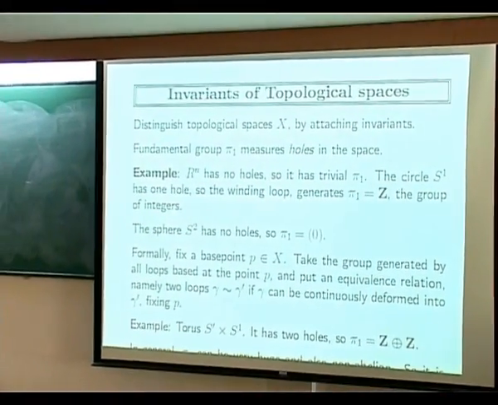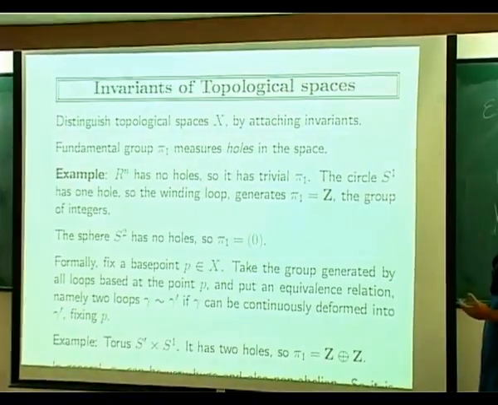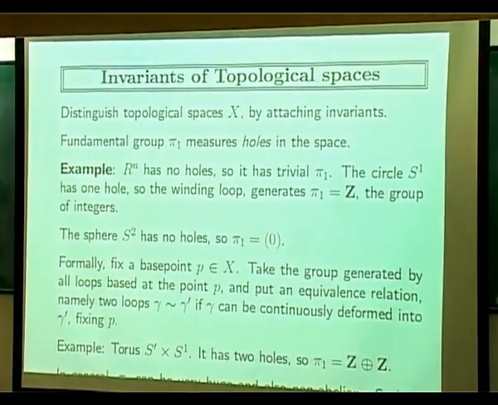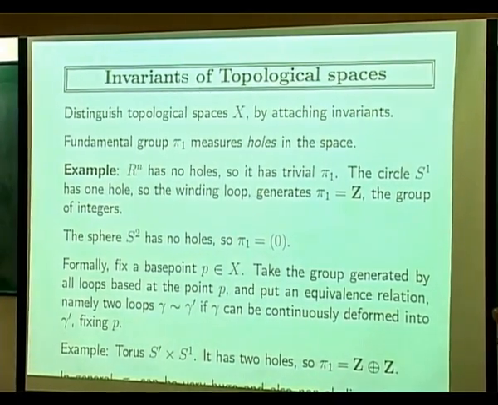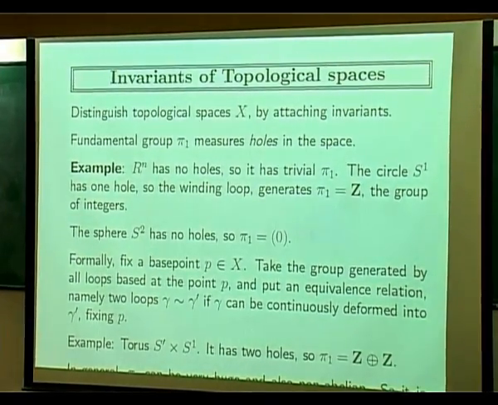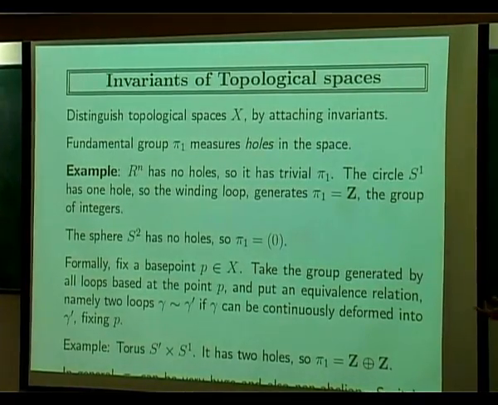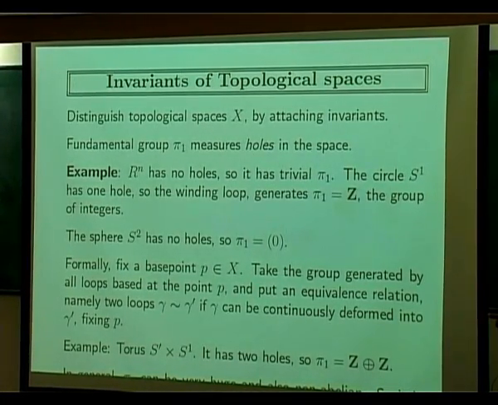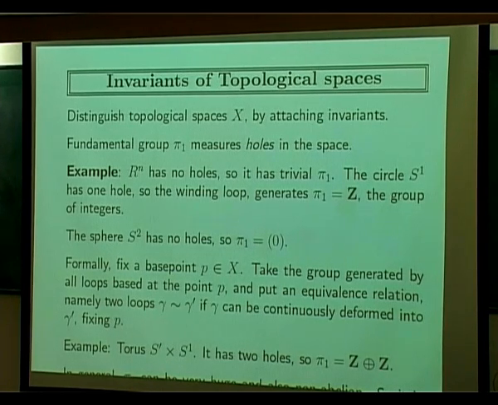And now if you look at a sphere, in this picture, you see that this is the empty sphere, it is not the filled sphere, but again it has no holes, so we say that the fundamental group is trivial. So formally we want to say what it means for something to be a hole or not a hole. You start with any topological space, you fix a base point, and now you look at the group generated by all loops based at the point P.